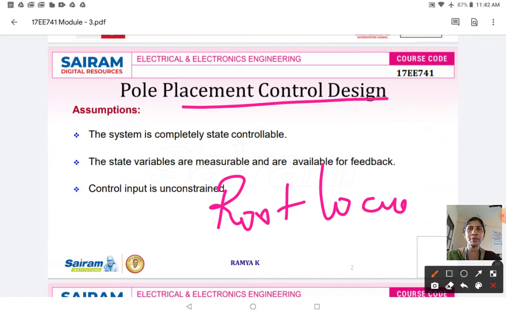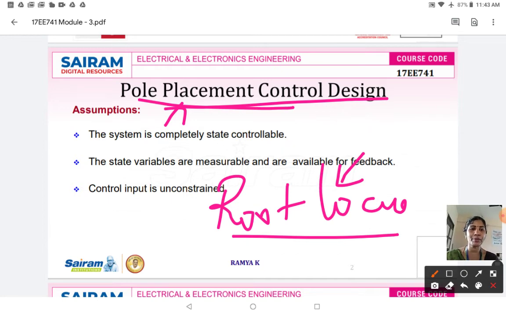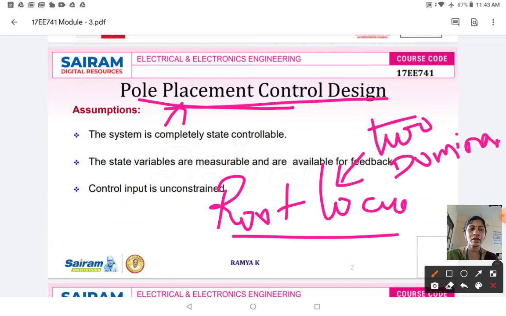The difference between your root locus and pole placement is that pole placement will allow all the closed loop poles to be placed in the desired location, whereas in case of root locus, only two dominant poles can be placed. So in case of root locus approach, only two dominant poles can be placed, whereas in case of pole placement technique, all the closed loop poles can be placed. These are some of the important points in pole placement control design.